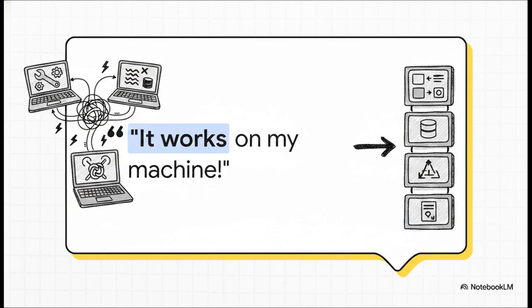You know the drill. Your code runs flawlessly on your laptop, but the second a colleague tries to run it, or even worse, you try to deploy it to production, the screen just lights up with error messages. And why? Well, because dependencies, configs, and operating system versions just vary wildly from one machine to the next.